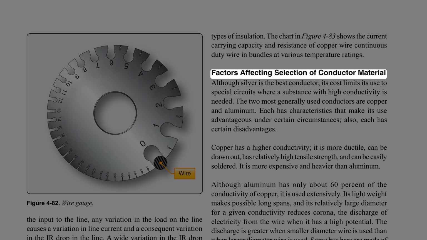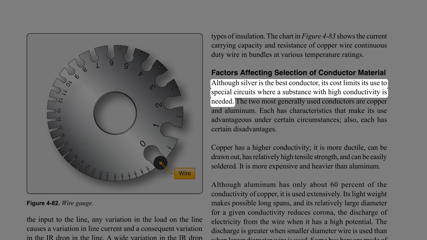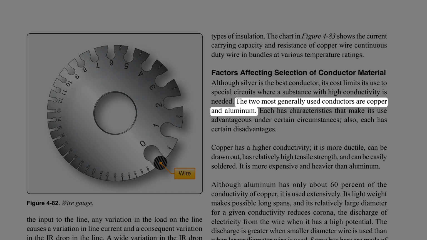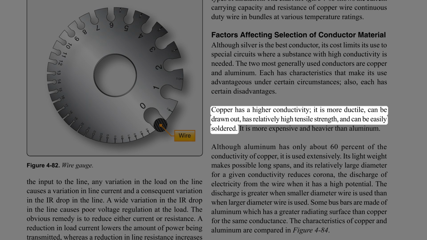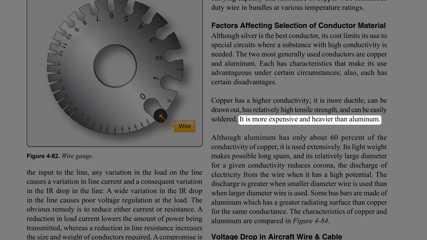Factors affecting selection of conductor material. Although silver is the best conductor, its cost limits its use to special circuits where a substance with high conductivity is needed. The two most generally used conductors are copper and aluminum. Each has characteristics that make its use advantageous under certain circumstances. Also, each has certain disadvantages. Copper has a higher conductivity, it is more ductile, can be drawn out, has relatively high tensile strength, and can be easily soldered. It is more expensive and heavier than aluminum.